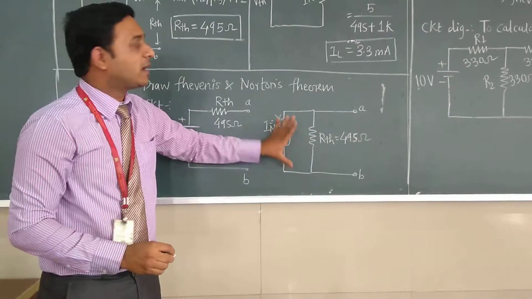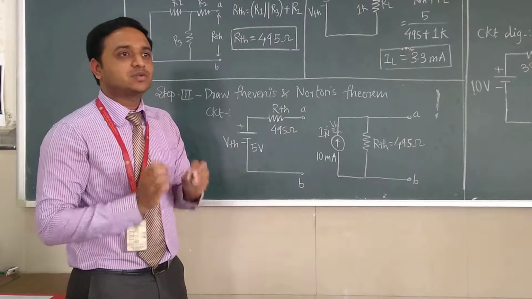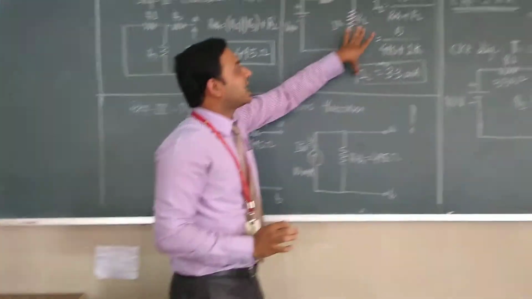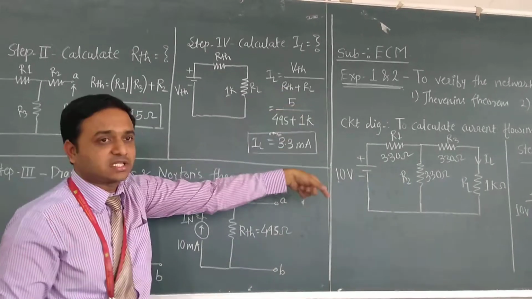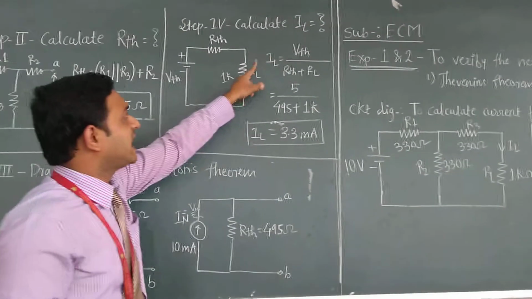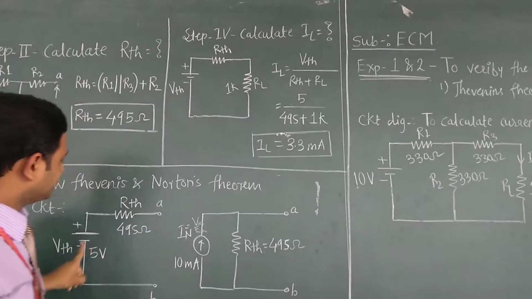So up till now we have finished 80%, and the last part to discuss is to calculate the IL, and this is actually the basic aim. That's why we are applying the network theorems. So to calculate the IL, it is a simple circuit, VTH is there, RTH is there.